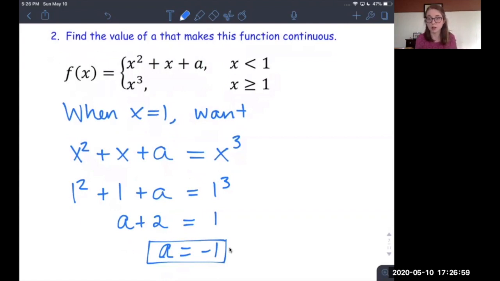If we graphed this, I promise I'm not going to do it for the sake of time, but these functions would come together as long as a was negative 1. If a was something else, they wouldn't.